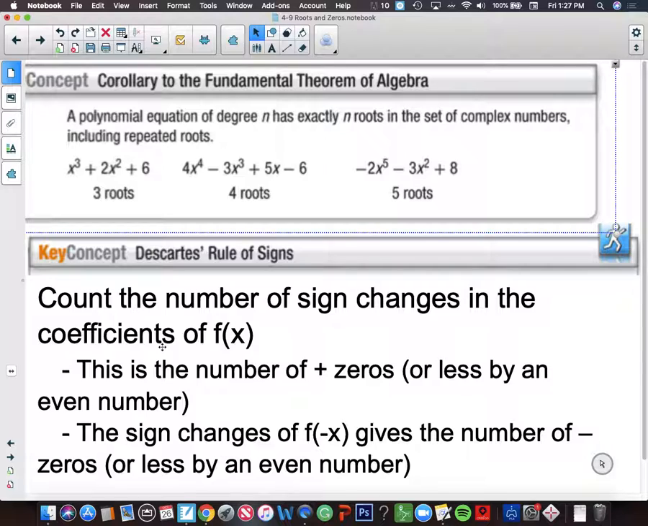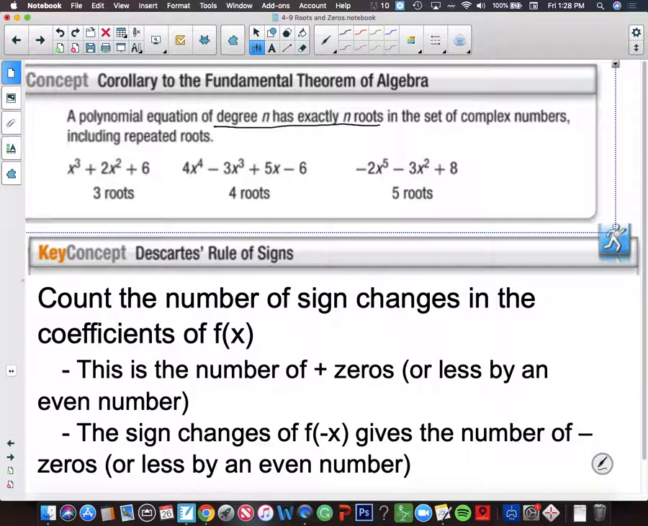The first thing here, we had the fundamental theorem of algebra, which said that if you have a degree that's bigger than 0, then you have at least one zero in the realm of complex numbers. So that would be things with imaginary numbers. The corollary to that is if you have a polynomial of degree n, okay, so that's the degree of the function, it has exactly n roots. That's the big takeaway. Okay, n roots in the set of complex numbers, including repeated roots.